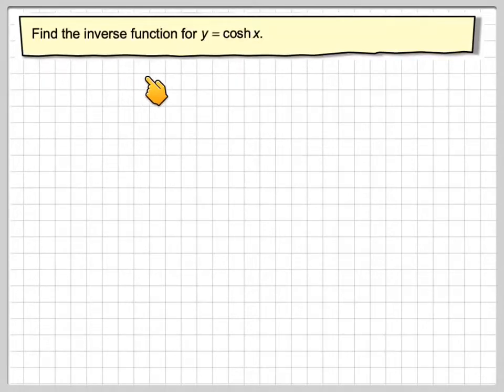Find the inverse function of y is equal to cosh of x. Now the problem here is, as we saw when we tried to solve an equation, cosh of x is equal to something, we got two solutions. So let's just have a look at it first of all. So I've got y is equal to arc cosh of x, therefore x will be equal to cosh of y.